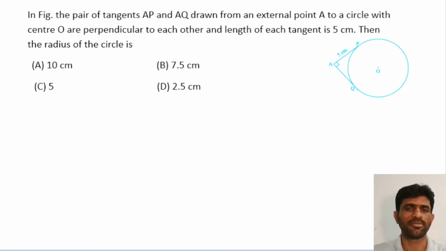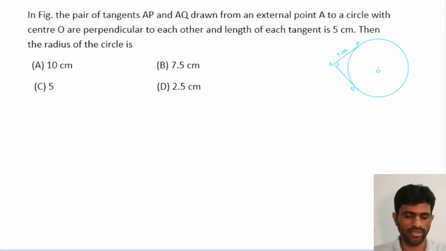Today we will discuss some important previous year questions from the Circles chapter. Are you all ready? Can you see the question on the board?